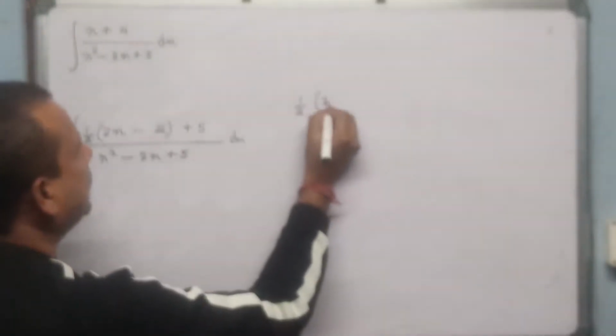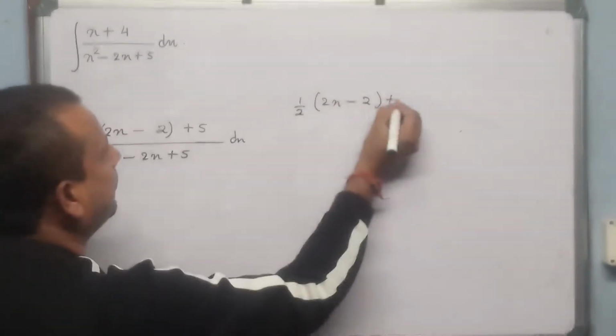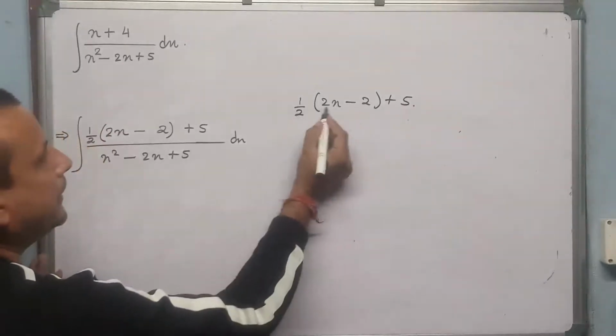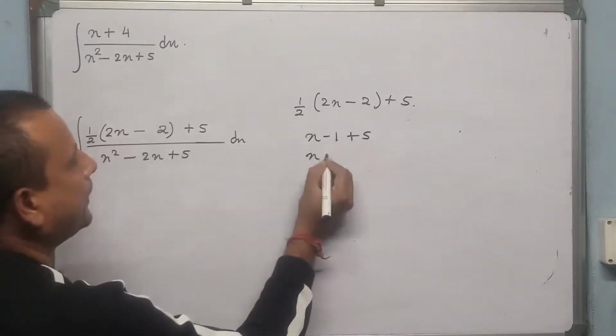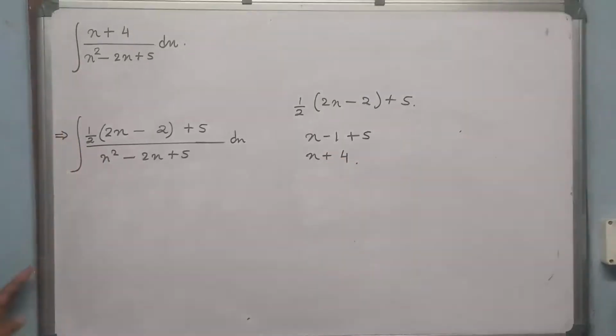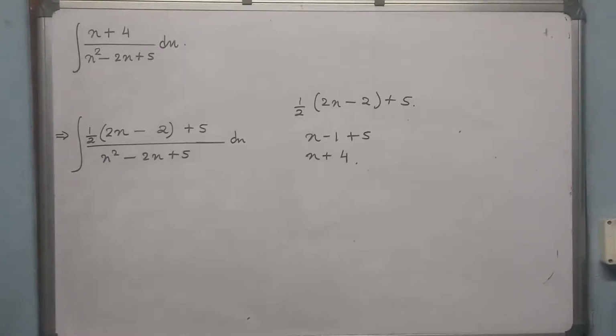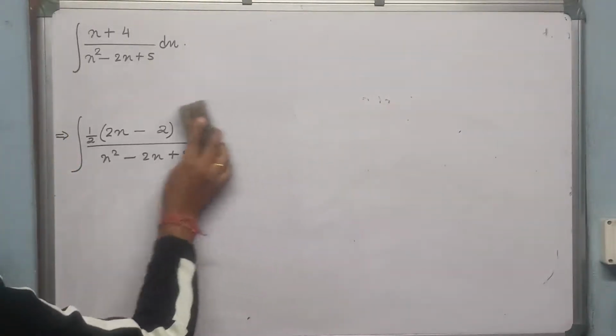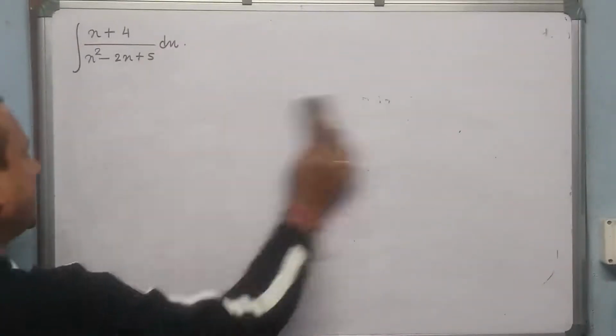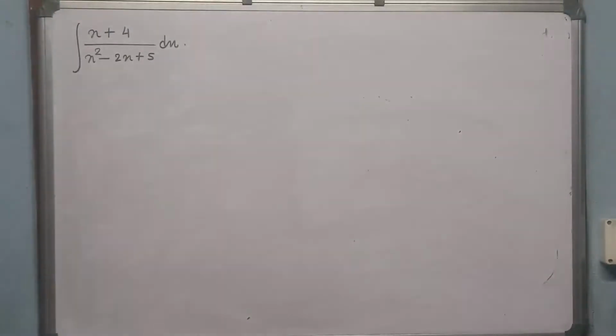Now I'll show you. Half into 2x minus 2, plus 5. What will be the result? Multiply it, what will you get? x minus 1 plus 5, which is x plus 4. Hope you understand these things. Otherwise, I'll do the same step once again. I'll try to explain once again.